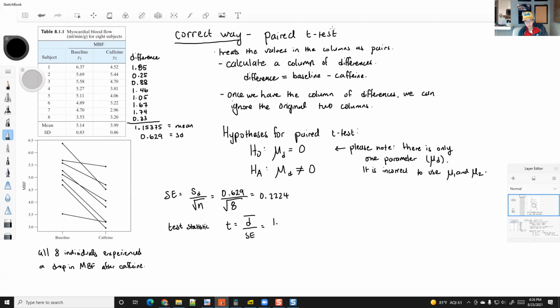Okay, so we're going to do 1.15375 divided by 0.2224. Okay, and we get a test statistic of 5.188. And our degrees of freedom, now that we only have one sample, is n minus 1, so we have 7 degrees of freedom. Okay, so treat the data as having only one sample.